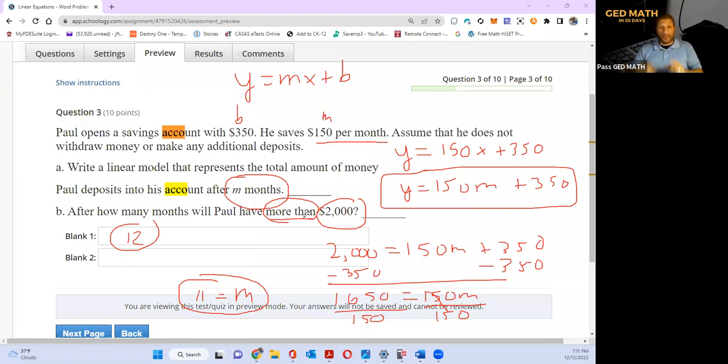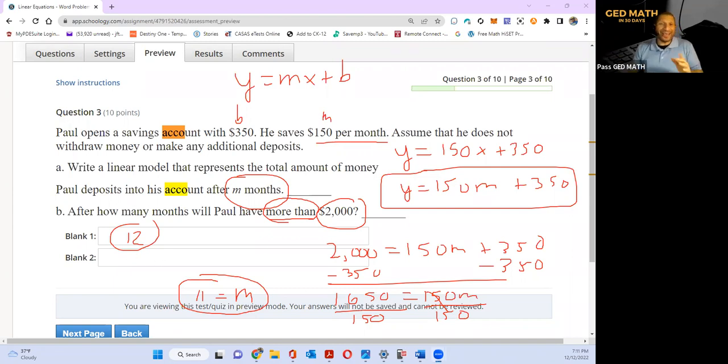That's a common mistake people make. You've got to make sure you read that question carefully. So here, when I use that 2,000, I'm telling them when I'm going to have $2,000, at month 11. They want to know when will I have more than 2,000: month 12. Everybody understand that? Yep.